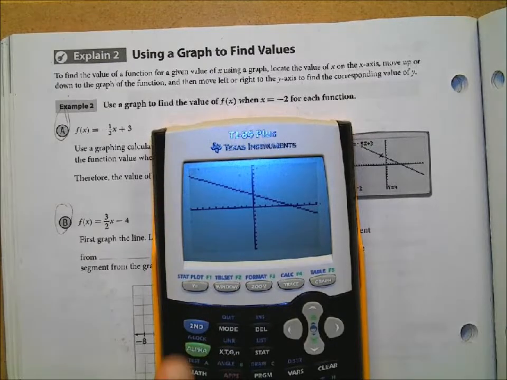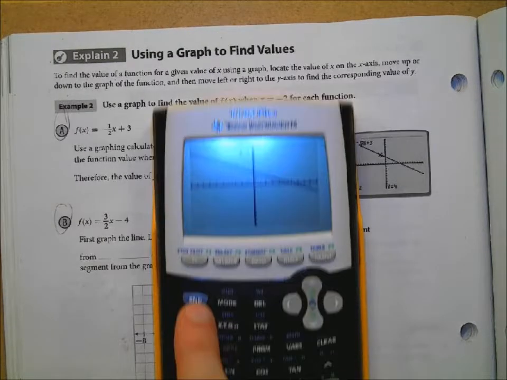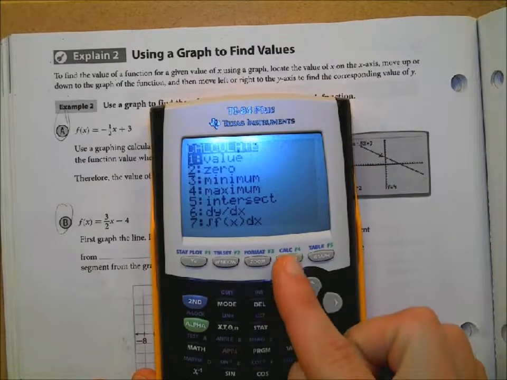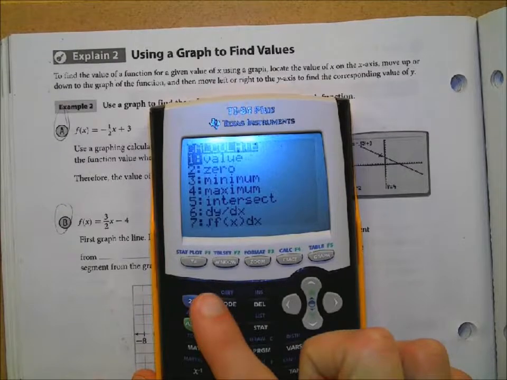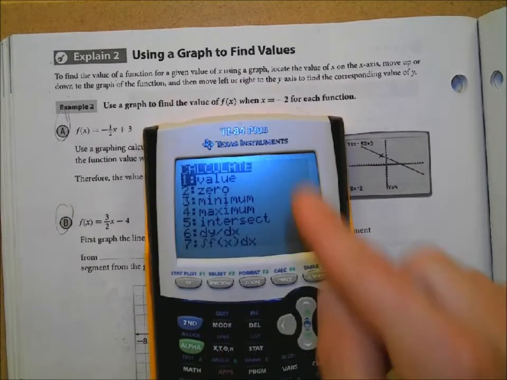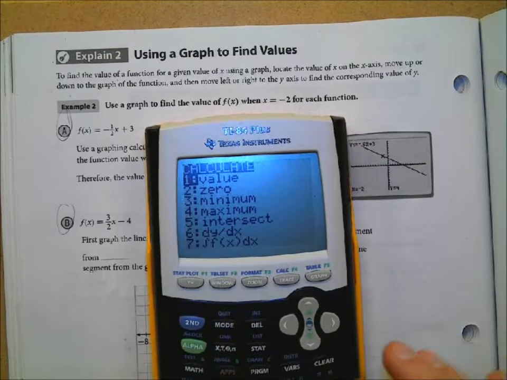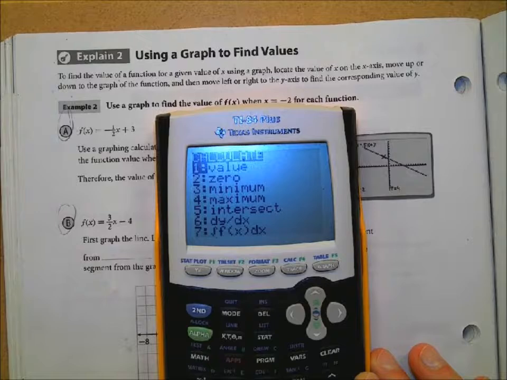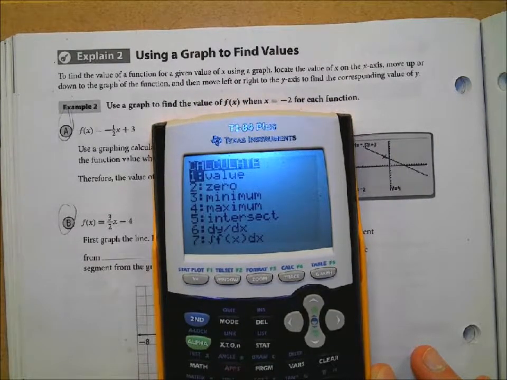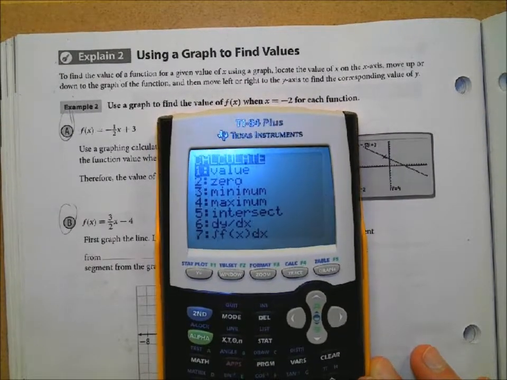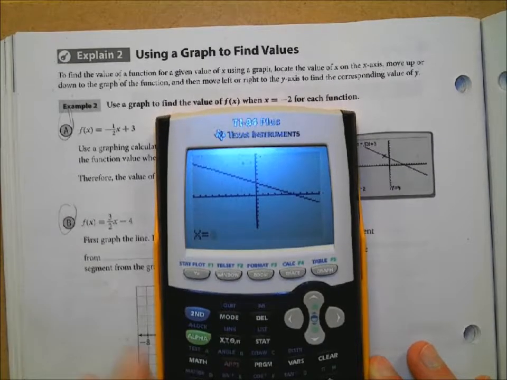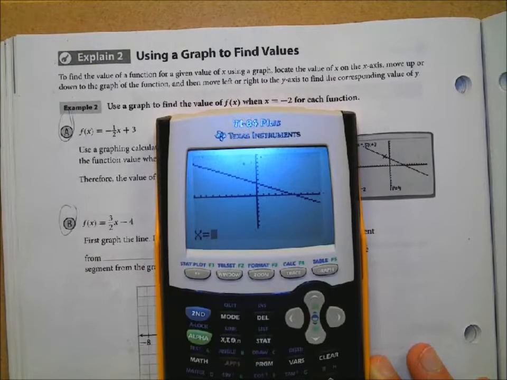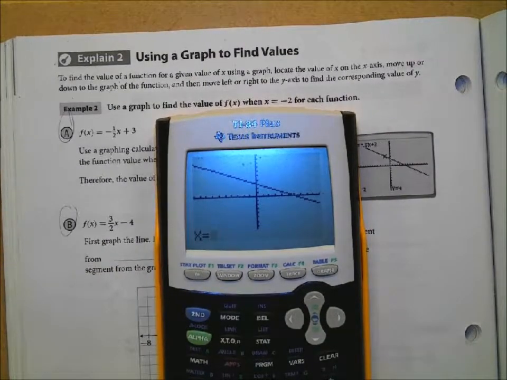If you press second, which is the little blue button right here, and then trace, it takes you to the calculate menu, because you can see that calculate menu is in blue, or mine's in blue, yours might be in yellow. So second trace, calculate menu. We want to find a value of f of x. So which command do you think we should use here? Use a graph to find the value. So what command should we use? Value. And you'll see here, it gives us an x equal to, and then it's giving us a blank. We're supposed to fill it in here. In this specific case, we want to know the value when x is what?